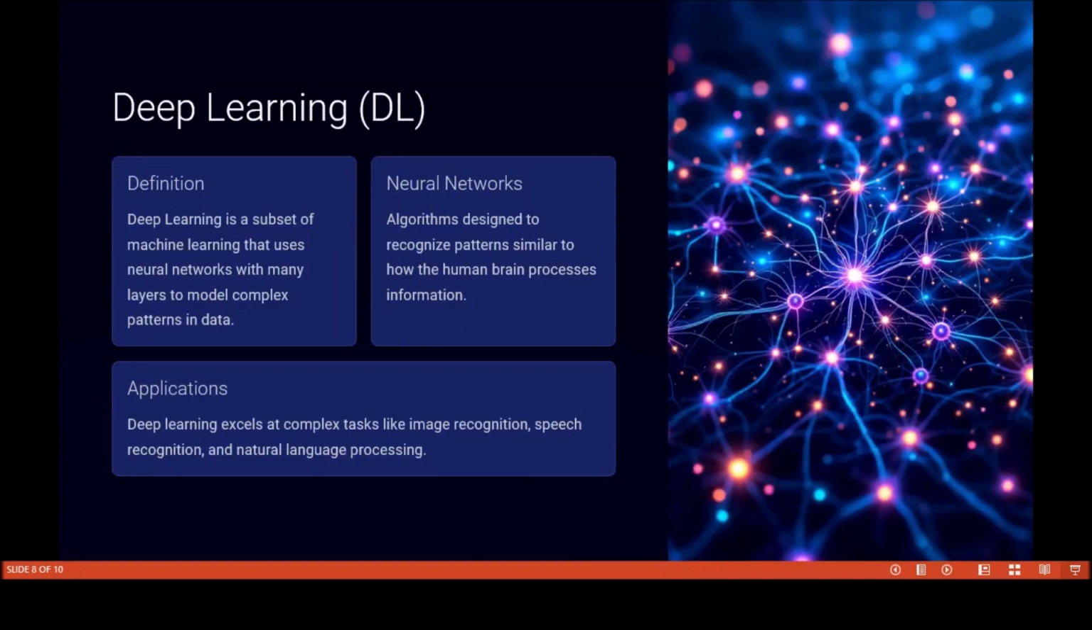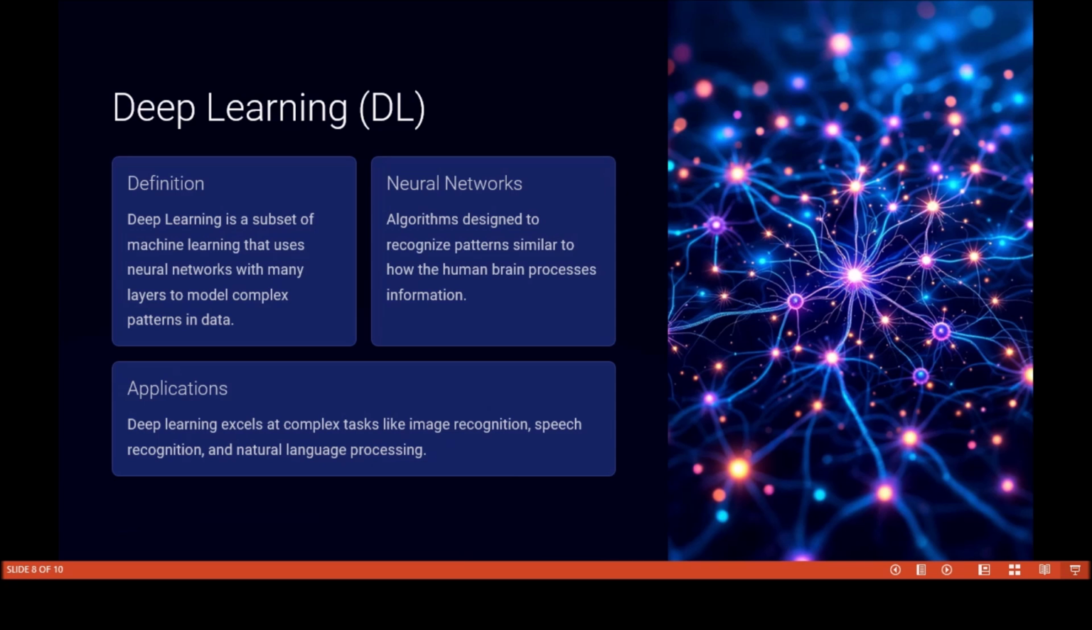The next type that we are going to discuss is deep learning. Deep learning is a more advanced form of machine learning. It uses neural networks, which are algorithms designed to recognize patterns similar to how the human brain processes information. Deep learning excels at complex tasks like image and speech recognition.